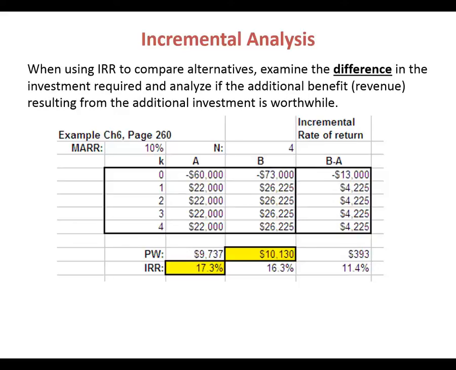And now if we calculate the internal rate of return, it means that this extra $13,000 is going to give you an 11% return. And since 11% is more than 10%, then yes, you should go ahead and generate the extra cash flow by going for the more expensive option.